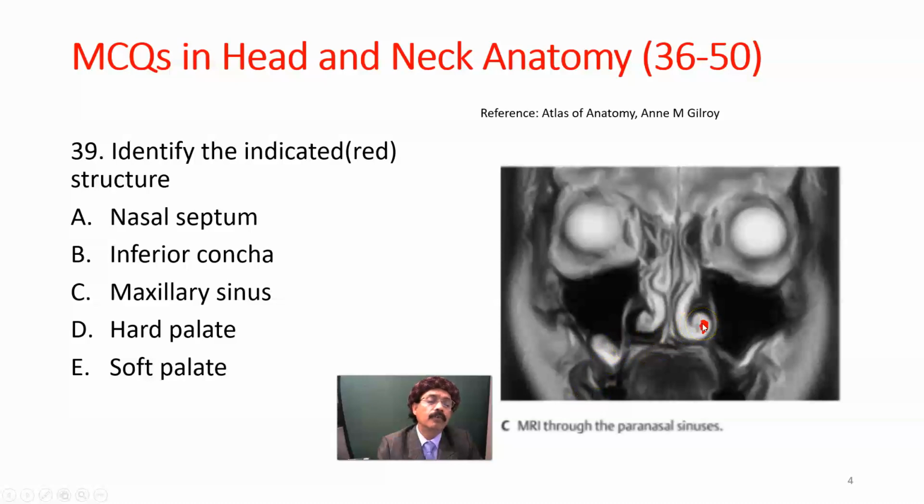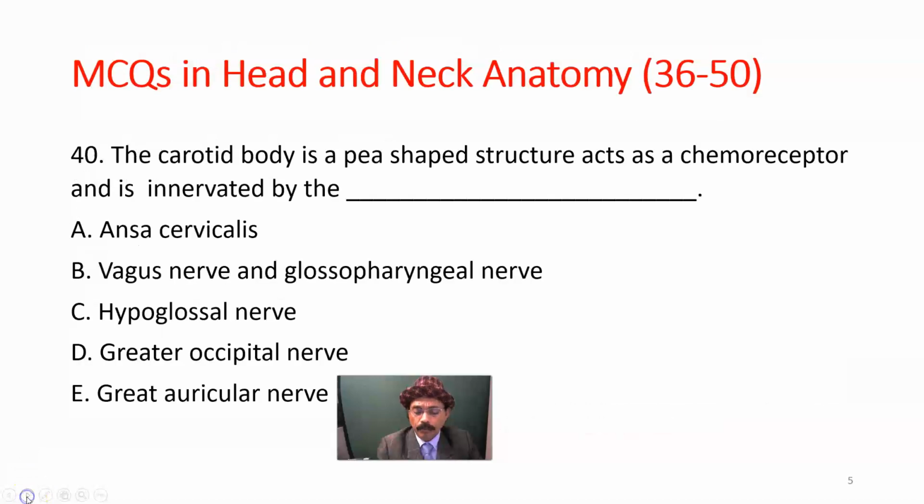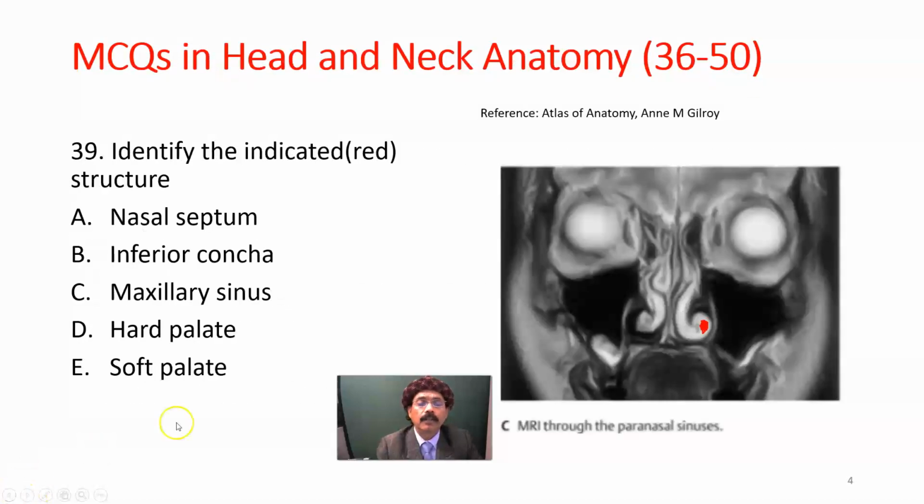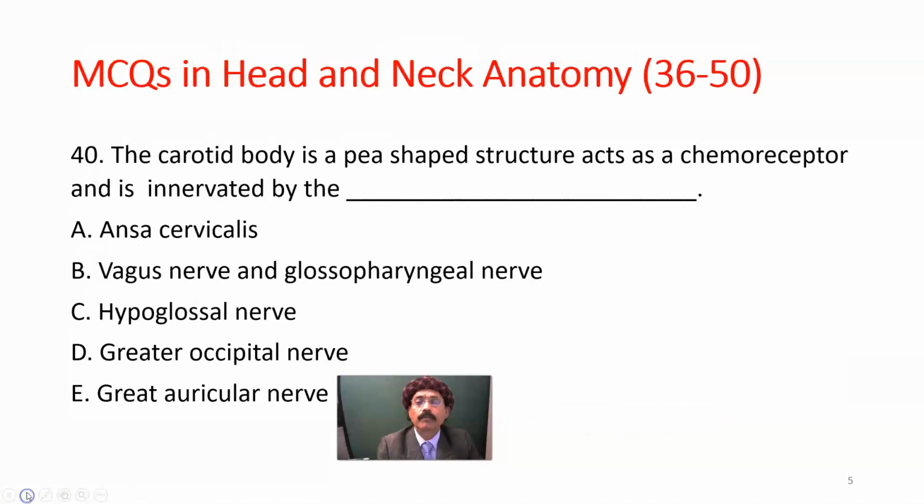Inferior concha is also called inferior turbinate. Turbinate and concha are interchangeable words. Okay, we got the 39. Then we'll go to the 40. Okay, 39, our answer is inferior concha. Then we'll go to the question number 40.